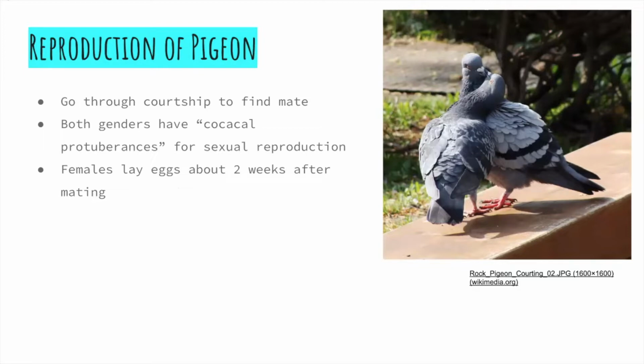And pigeons have an interesting reproductive system. So both the males and the females have something called cloacal protuberances. And the pigeons touch these protrusions together, and the insemination of the female occurs really quickly. It usually only takes about half a second, and it enters her reproductive tract.